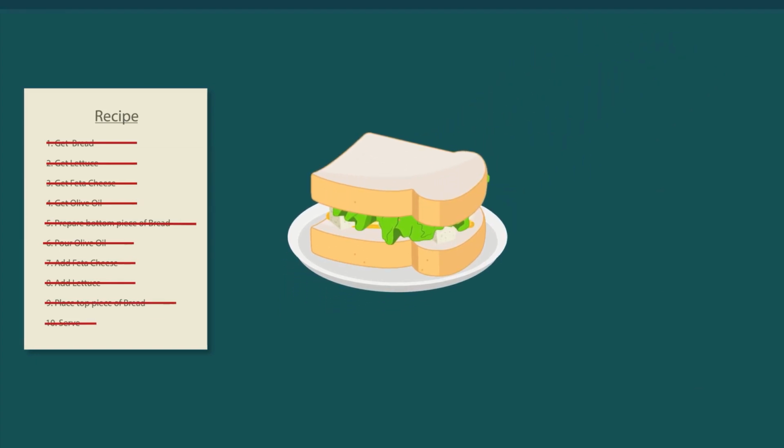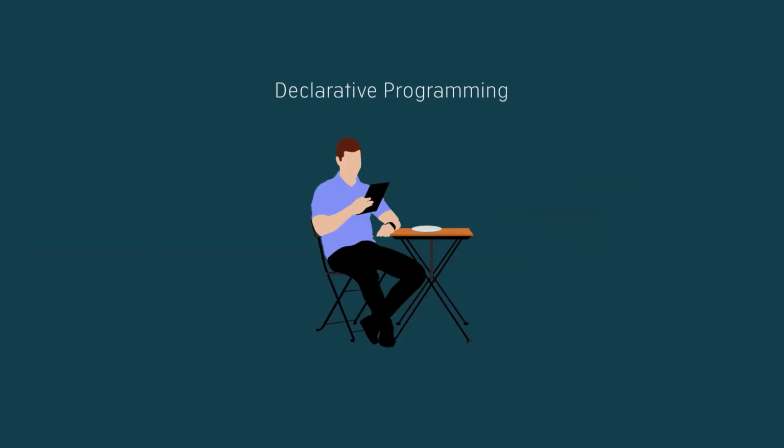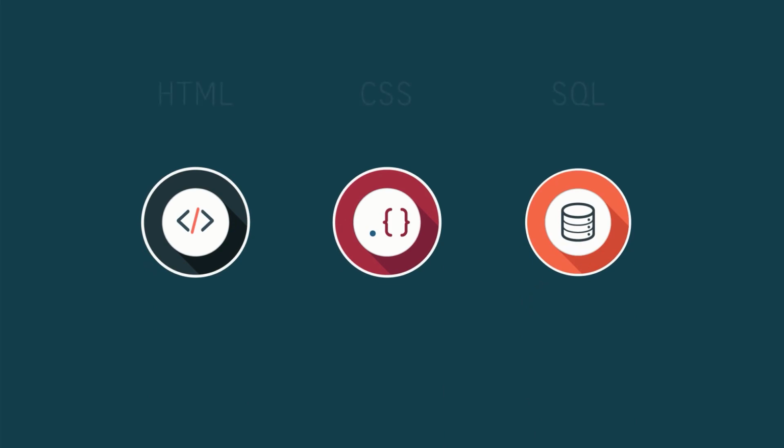Declarative programming behaves in a similar way to the customer in the restaurant. It's a form of programming that removes us as much as possible from the low-level details of how things happen. It tries to concern itself only with what happens. And common examples of declarative languages are HTML, CSS, and SQL.